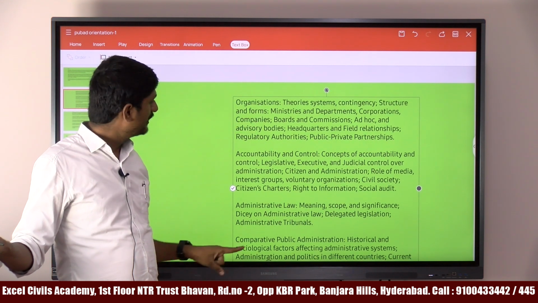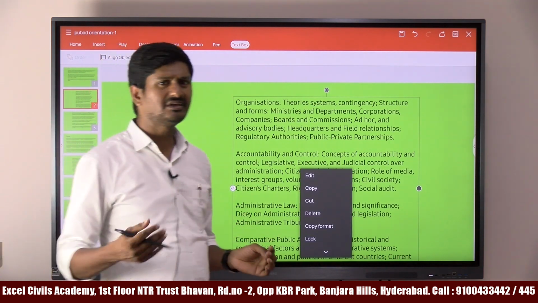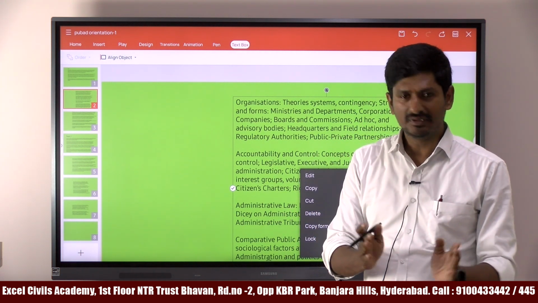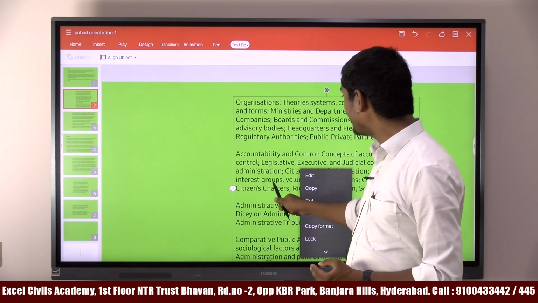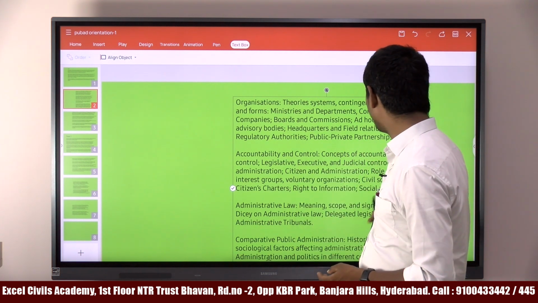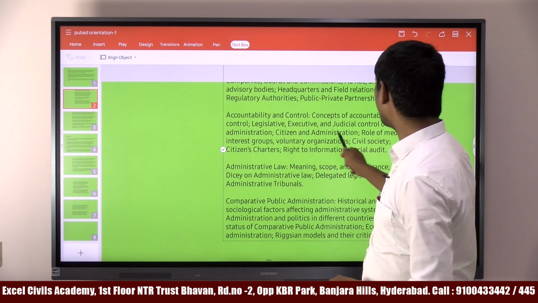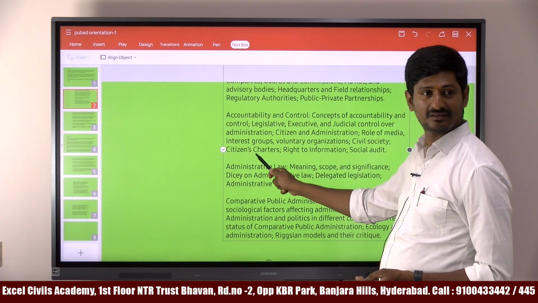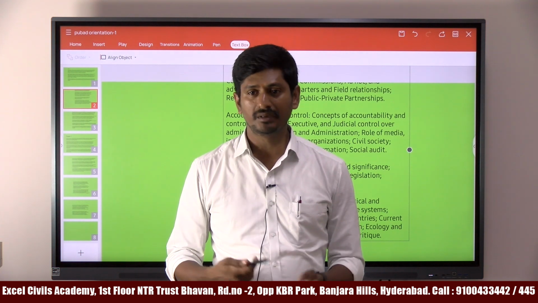Organizations. Okay, and accountability and control, because accountability methods are changing. Previously parliamentary form of democracy ensures government to be answerable to legislature, yes or no? But in the context of the LPG, the government is made answerable not just to legislature but also to the people. So in this context we will be looking at various dimensions of accountability.